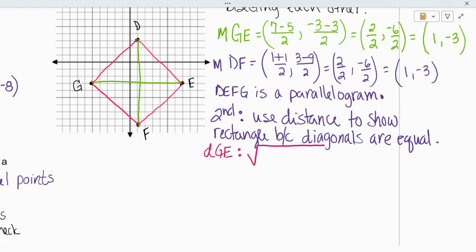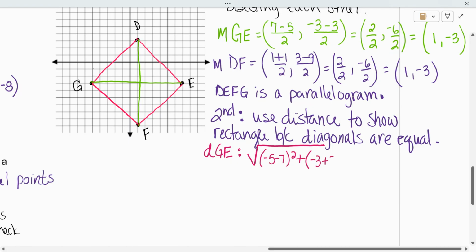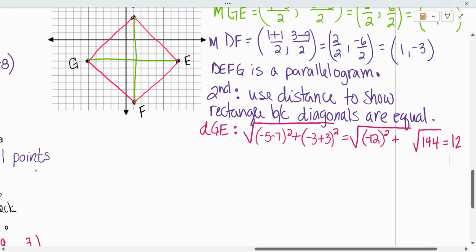So negative 5 minus 7, the quantity squared, plus negative 3 minus a negative 3, which is plus the quantity squared. Okay, so negative 5 minus 7, well, that's negative 12. And negative 3 plus 3, that's 0. So negative 12, the quantity squared, well, that's just 144. And the square root of 144 is 12. Okay, so that's the distance from G to E.